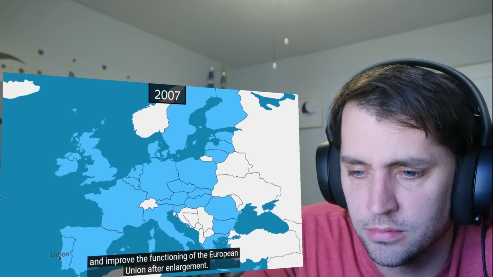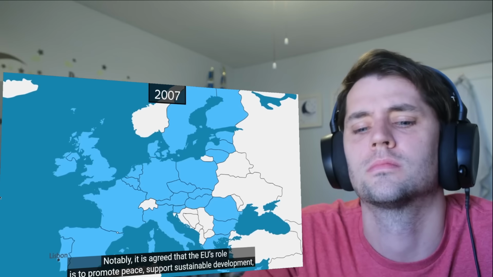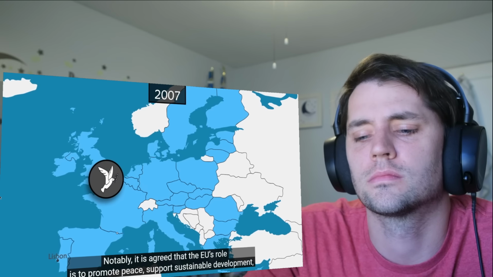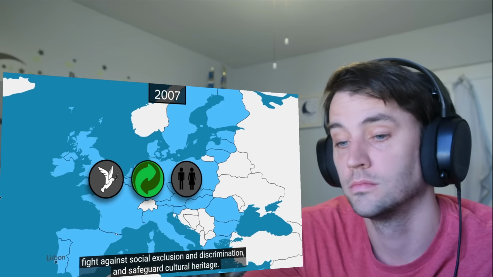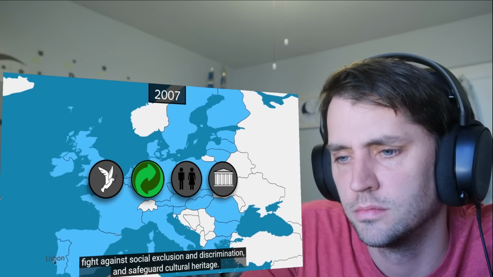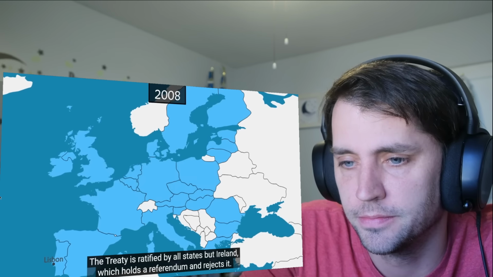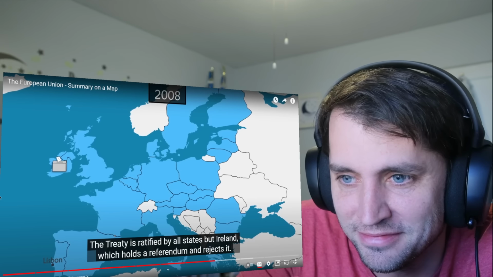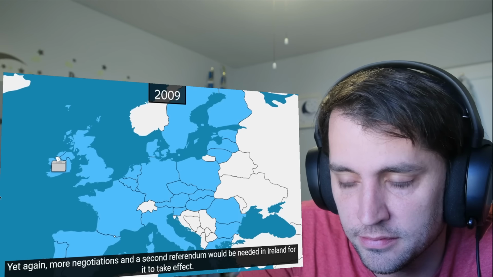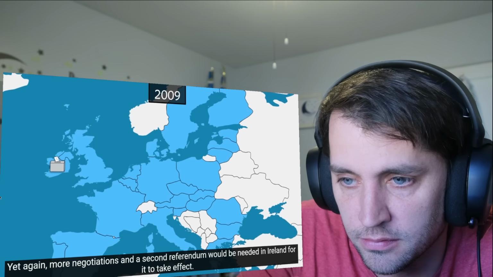the EU after enlargement. Notably, it is agreed that the EU's role is to promote peace, support sustainable development, fight against social exclusion and discrimination, and safeguard cultural heritage. The treaty is ratified by all states but Ireland, which holds a referendum and rejects it. Yet again, more negotiations and a second referendum would be needed in Ireland for it to take effect.